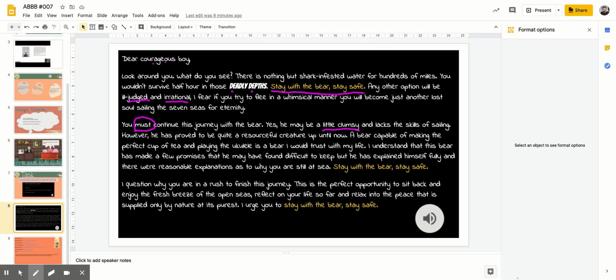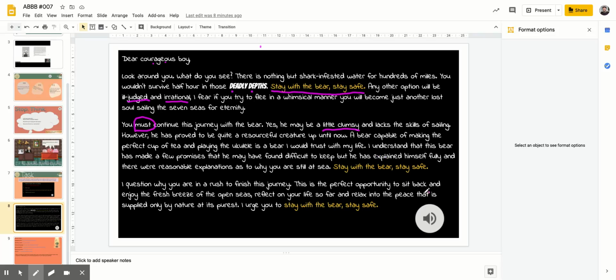I mean, this bear has not spilt a drink. He's got the boy into a terrible situation. But I'm trying to make it seem less terrible by saying that he's a little clumsy and he lacks the skills of sailing. And then I've countered that clumsiness with, "however, he has proved to be quite a resourceful creature up until now. A bear capable of making the perfect cup of tea and playing the ukulele is a bear I would trust with my life."